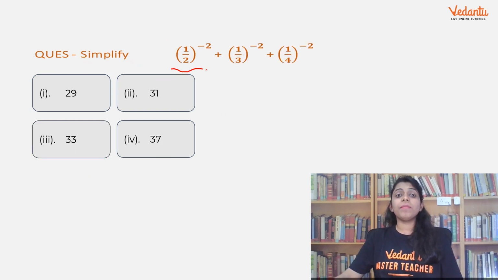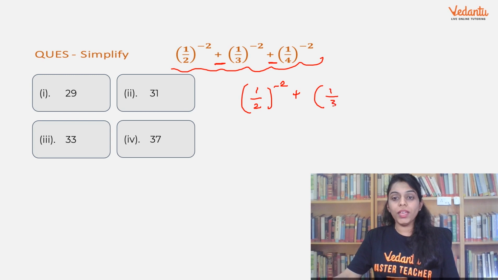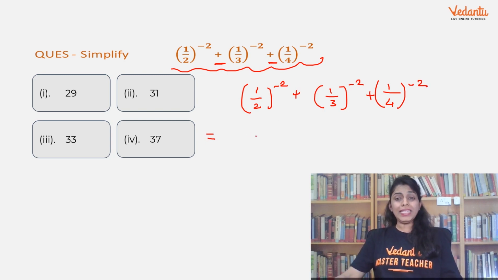We need to simplify. Okay, remember बीच में प्लस का साइन है. Do not multiply them. Unnecessary multiply नहीं करना है, right? Half raised to the power minus 2 plus 1 by 3 raised to the power minus 2 plus 1 by 4 raised to the power minus 2. Oh God, it's very simple.